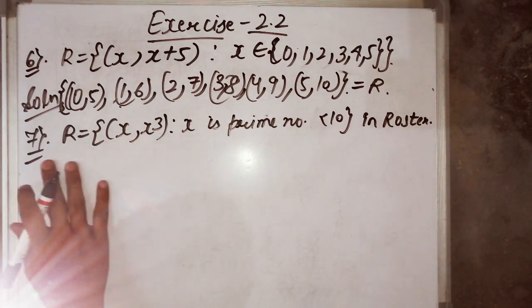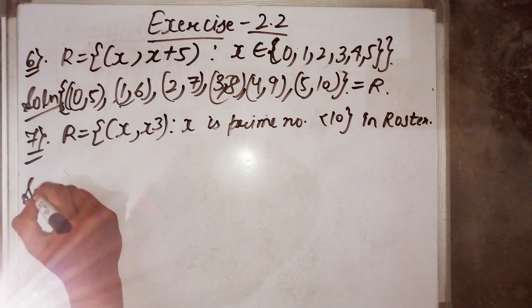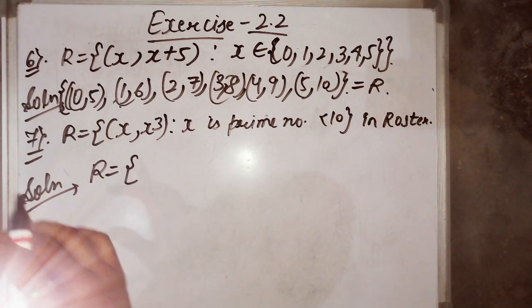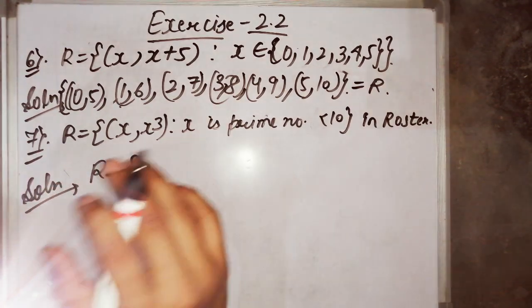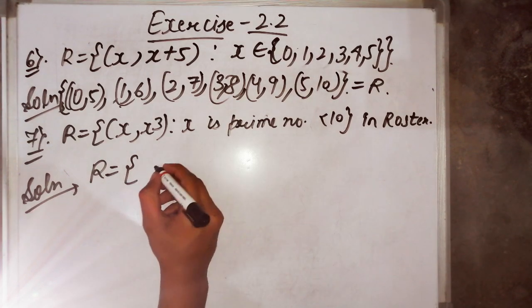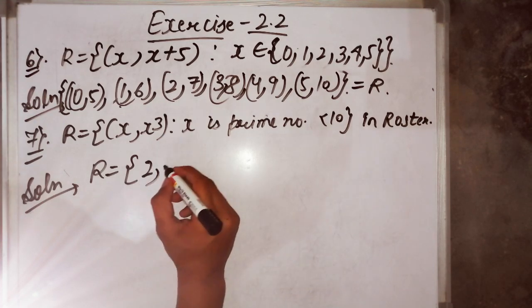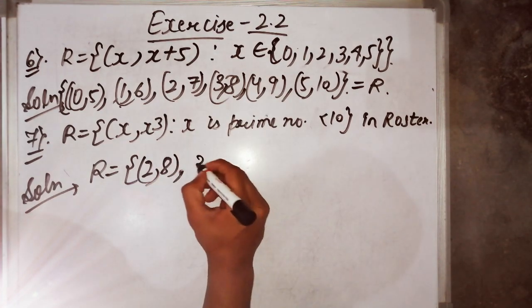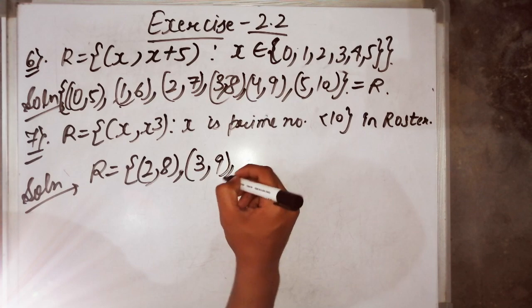So this is the relation which is given to us, and if we write down the solution for this set, we have R equals, so what are the prime numbers less than 10? Is 1 a prime number or a composite number? 1 is neither a prime number nor a composite number, it is considered a unique number. So never consider 1 as a prime number. Prime numbers always start from 2. So what is the cube of 2? The cube of 2 is 8. And what next do we have? Our next prime number is 3, whose cube is 27.